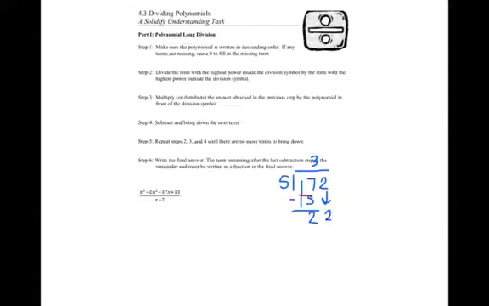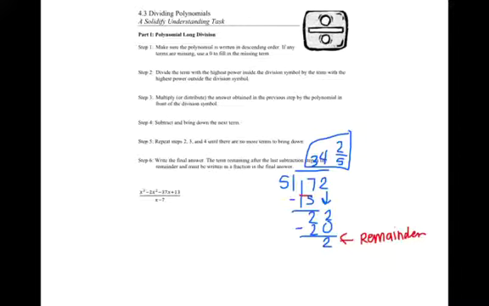Bring down the 2. 5 goes into 22 4 times. 4 times 5 is 20. Subtract. Gives me a 2. This last number right here, we would say is the remainder. So a lot of times I would say that this is 34 remainder 2, or I can say this is 34 and 2/5, because I had 2 parts left over out of the 5 I was dividing by.